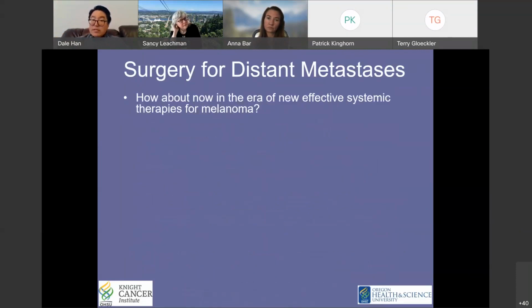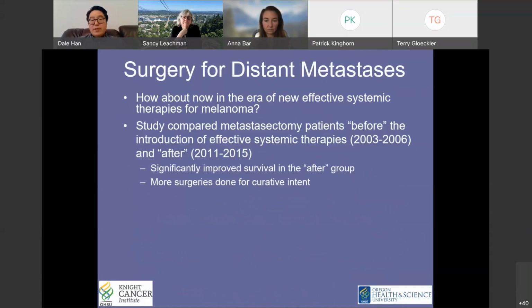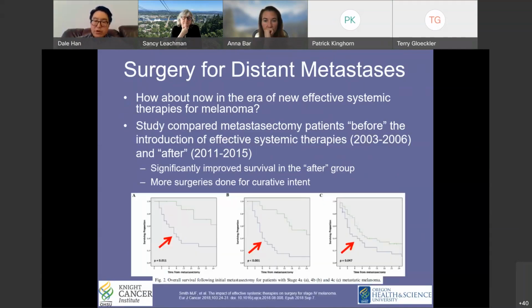So as I mentioned, in this era of new effective systemic therapies, there are now studies coming out that talk about the efficacy of surgery in combination with systemic therapies. In this study, they looked at surgeries done during the era before effective systemic therapies and surgeries done after the advent of effective systemic therapies. There was significantly improved survival in the patients who were treated with surgery after the introduction of effective systemic therapies, and more surgeries were done for curative intent. And this was stratified across all substages of stage 4 disease.